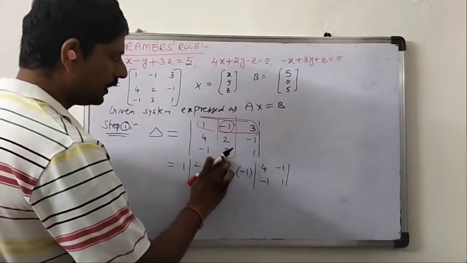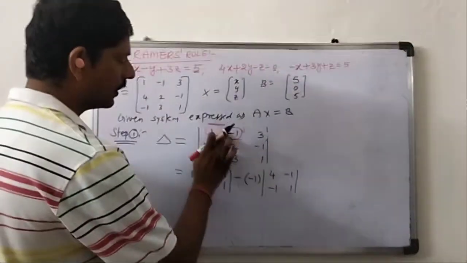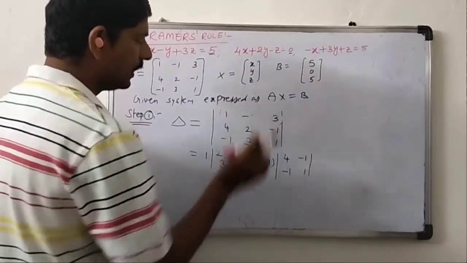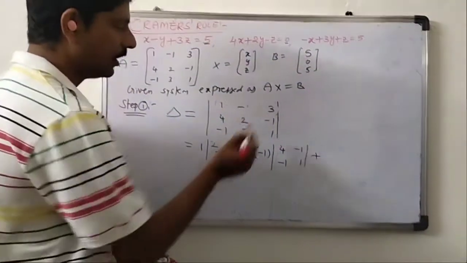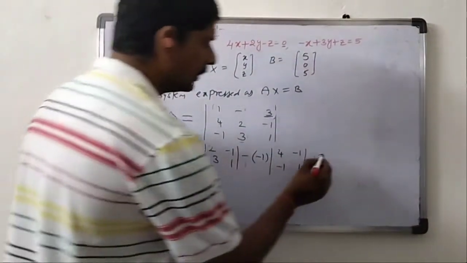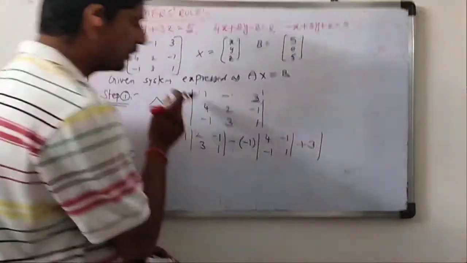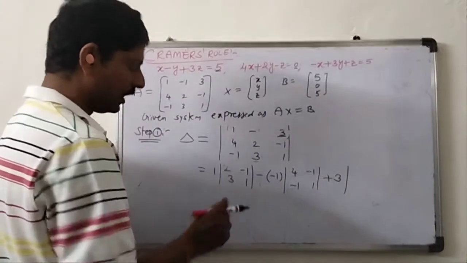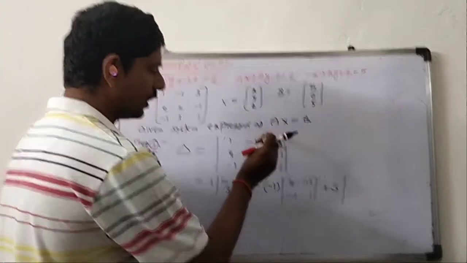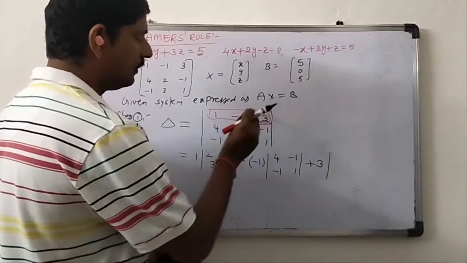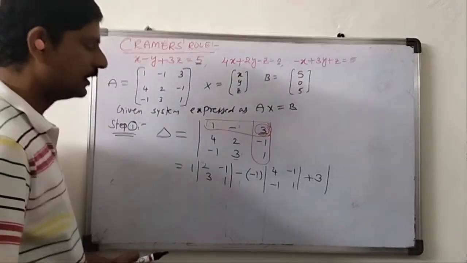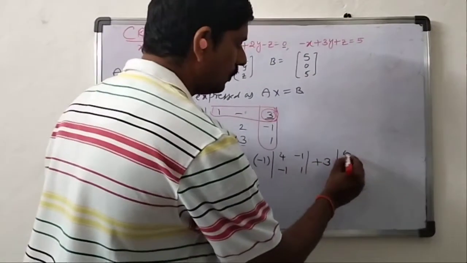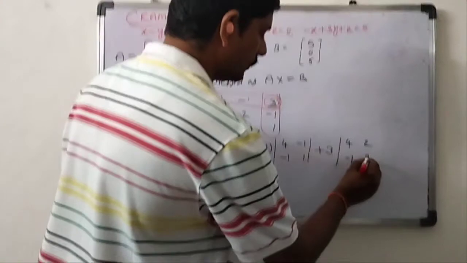And for the third element we get plus only. Plus of, what is the third element here in the first row? 3. We have to expand the determinant along the first row, and the third element is 3. So for the third element, plus 3 of, and we have to delete the first row and third column. The elements are 4, 2, minus 1, 3.